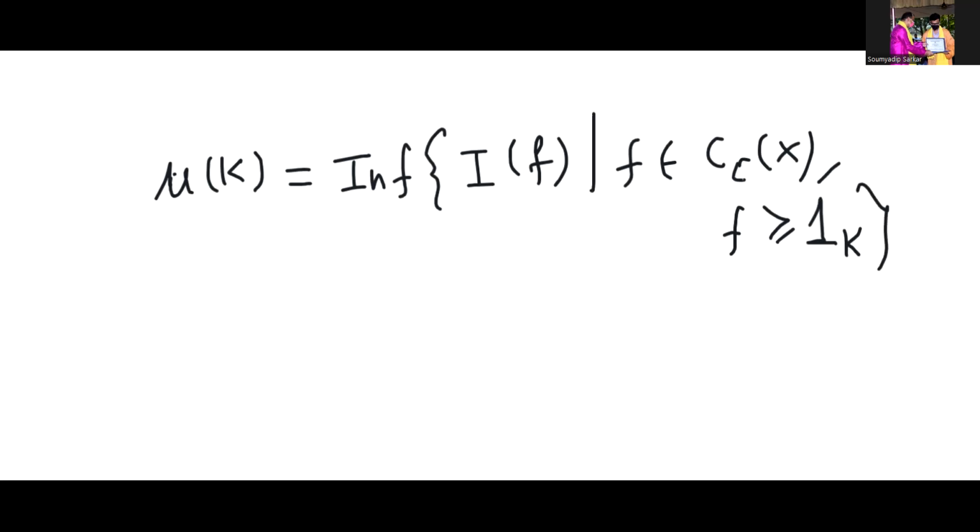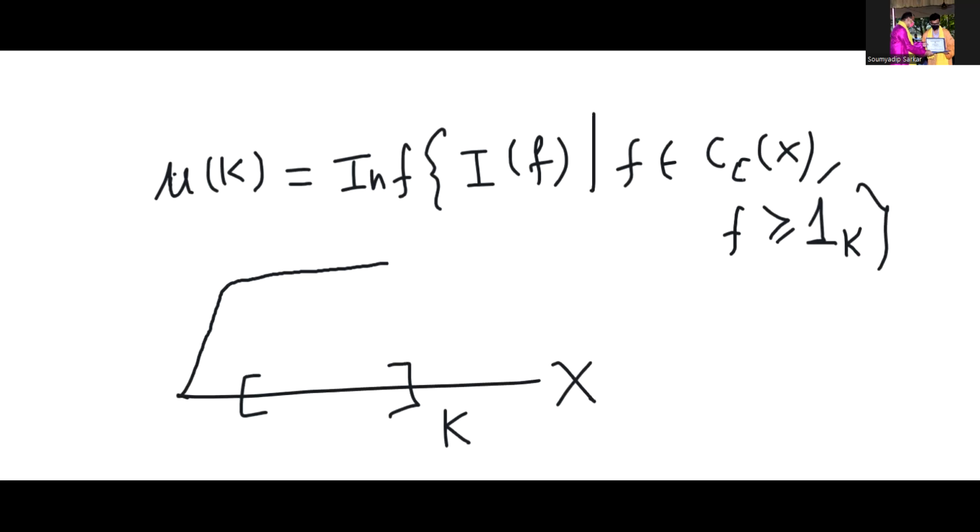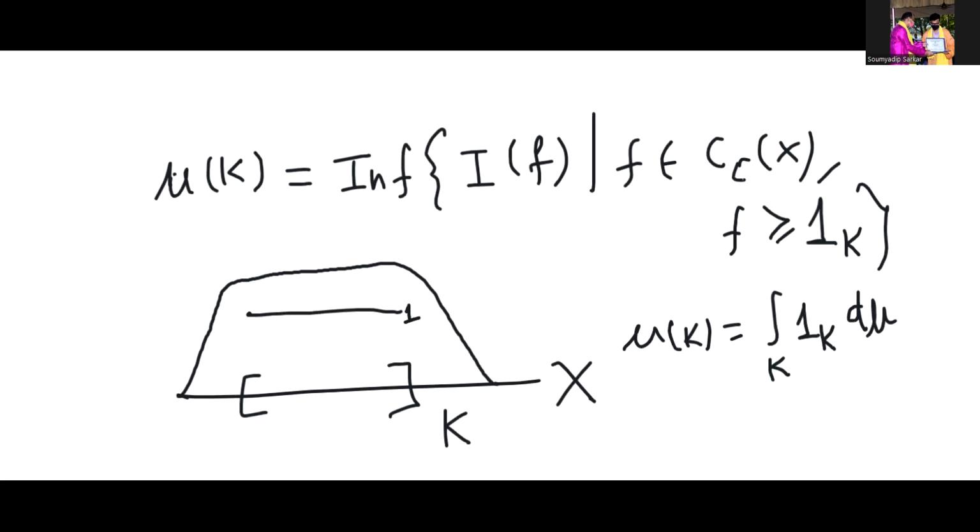This is also very intuitive why this should happen. Again, you can draw some picture. This is X and this is your compact set K. So now if you have some function like this. First of all, what is mu K? So mu K is just the integral over K of the indicator on K d mu, right? So basically, if I take the constant 1 function on K, and I integrate that function, I will get this area, and that will be my measure of K.